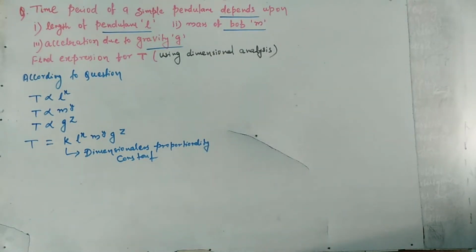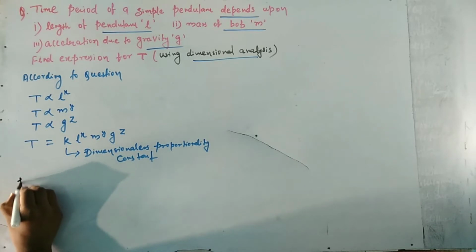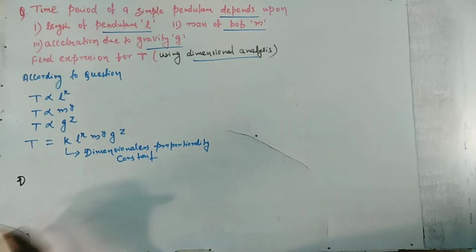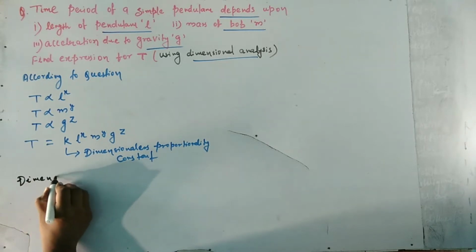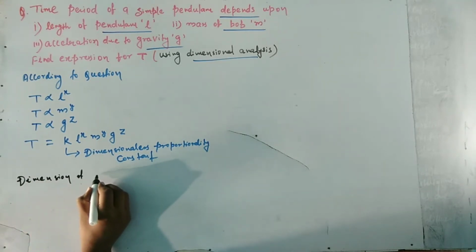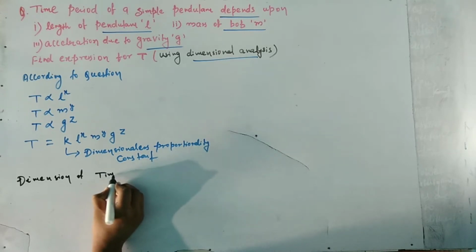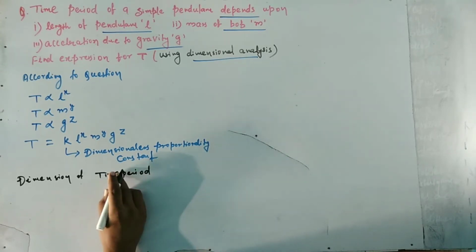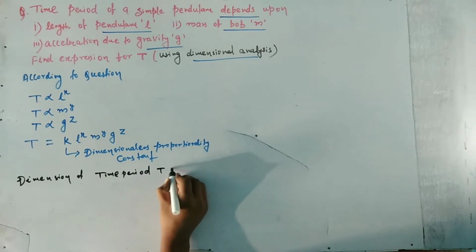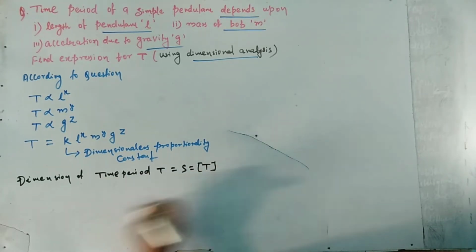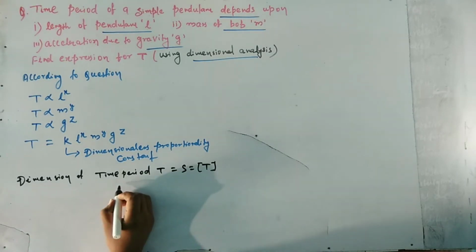So in the question, we have to solve using dimensional analysis. First we have to find the dimensions of the given variables. So now we find the dimensions for the given variables. The dimension of time period, that is the dimension of T, or time period, both are the same. It will be T because its unit is second.